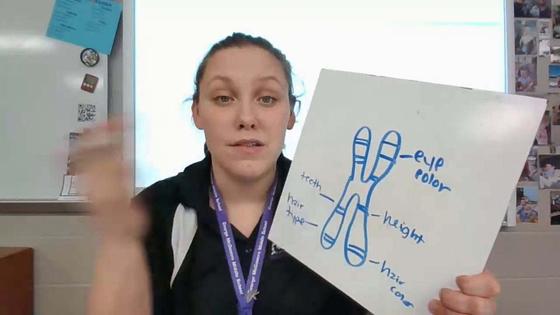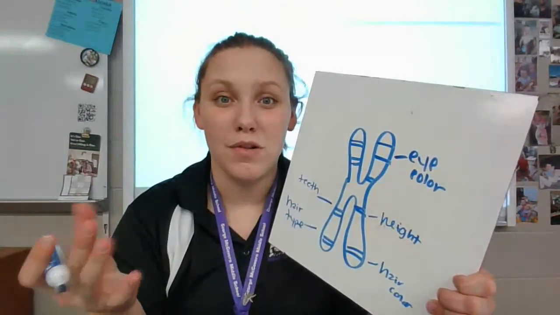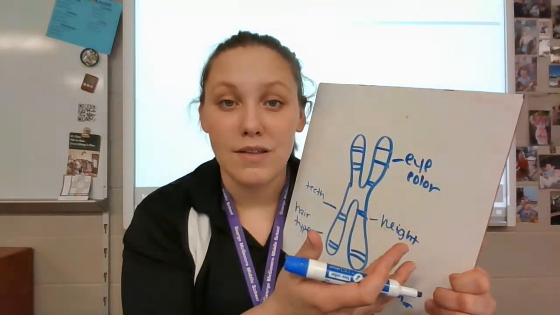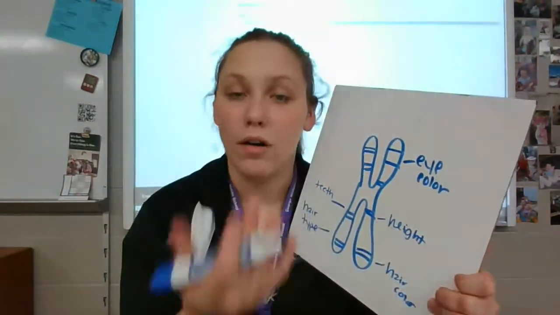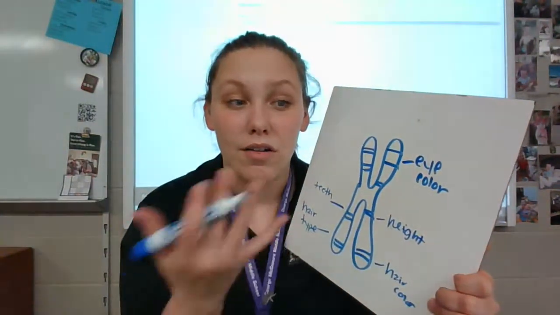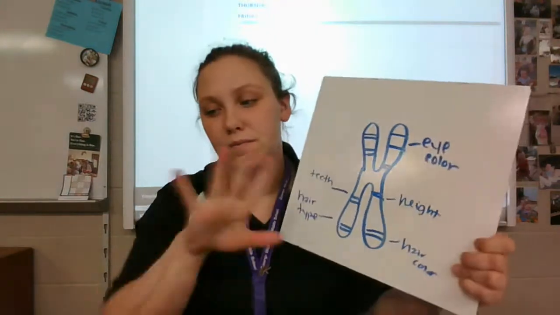And when we create Punnett squares later, we're able to figure out the percent chance that we will inherit a certain type of eye color based on what our parents had, or curly hair or straight hair, depending on what our genes are, our alleles, or our genotypes.